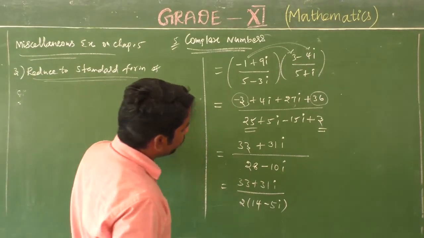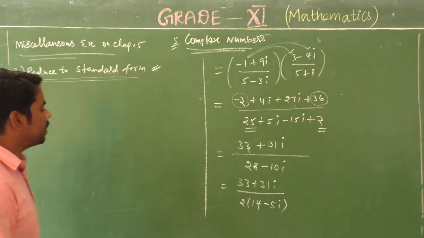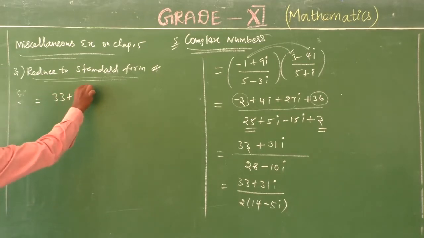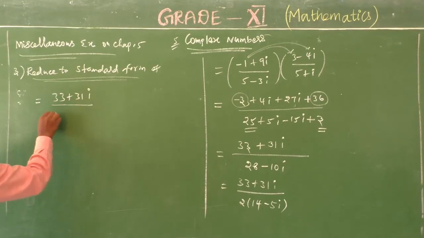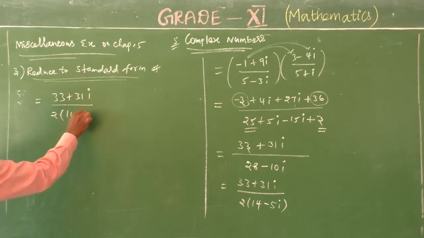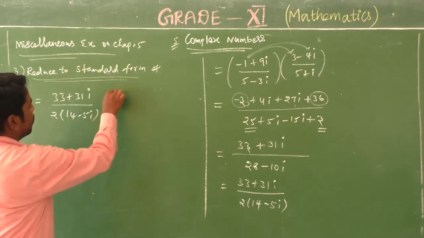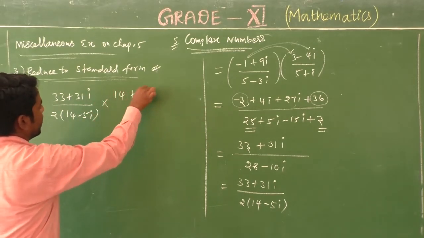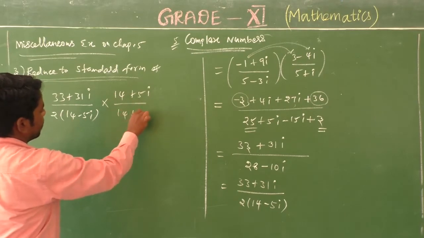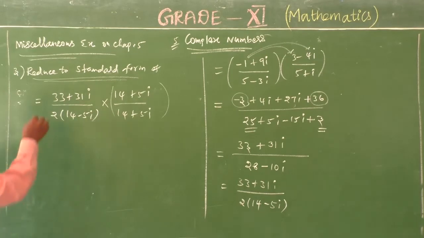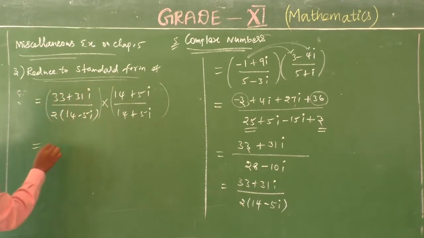Okay, the denominator is 14 minus 5i. We have (33 plus 31i) divided by (2 into 14 minus 5i). Multiply by the conjugate: (14 minus 5i) into (14 plus 5i) divided by (14 plus 5i). Okay, right. Simplify this. Multiply two terms.